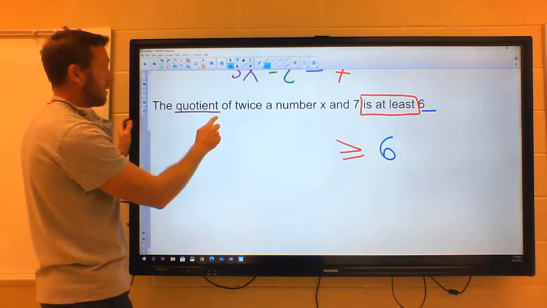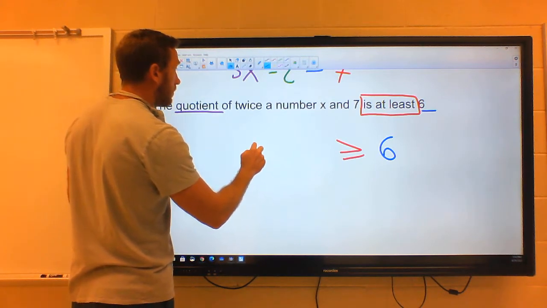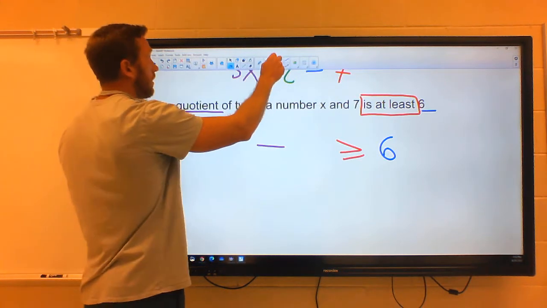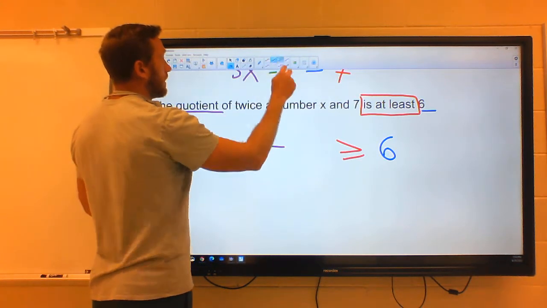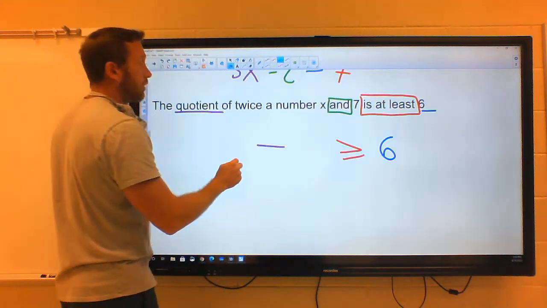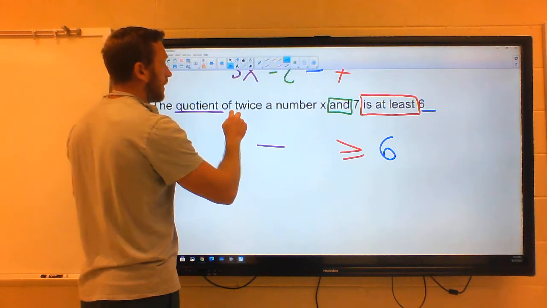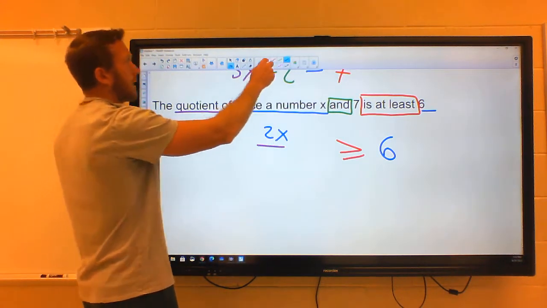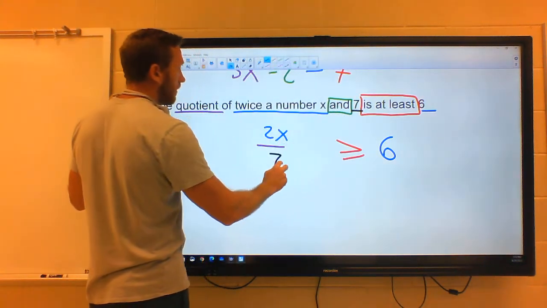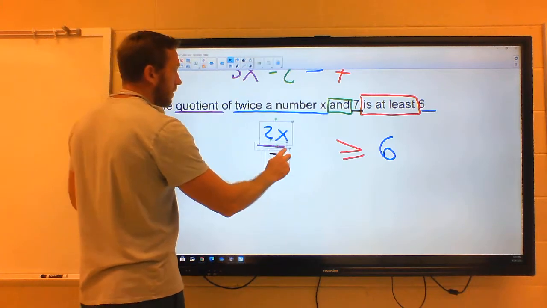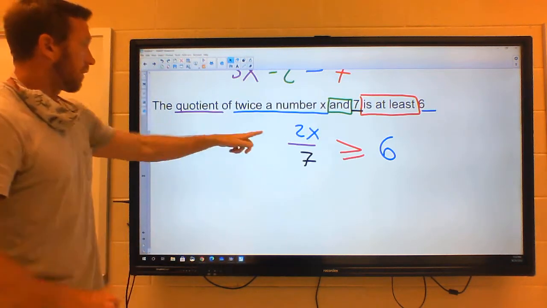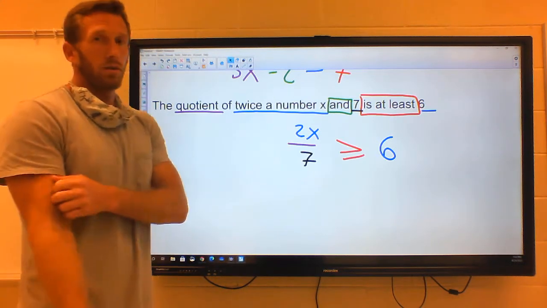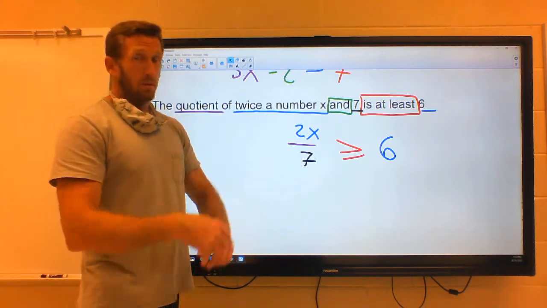The quotient, so that is the division symbol, okay? The quotient of, now we're going to look for the word and. And separates the numerator from the denominator. So here would be the numerator, 2x. And here would be the denominator, 7. Okay? So our final answer would be the quotient of twice a number and 7 is greater than or equal to 6. Watch that through a couple times if you need to.